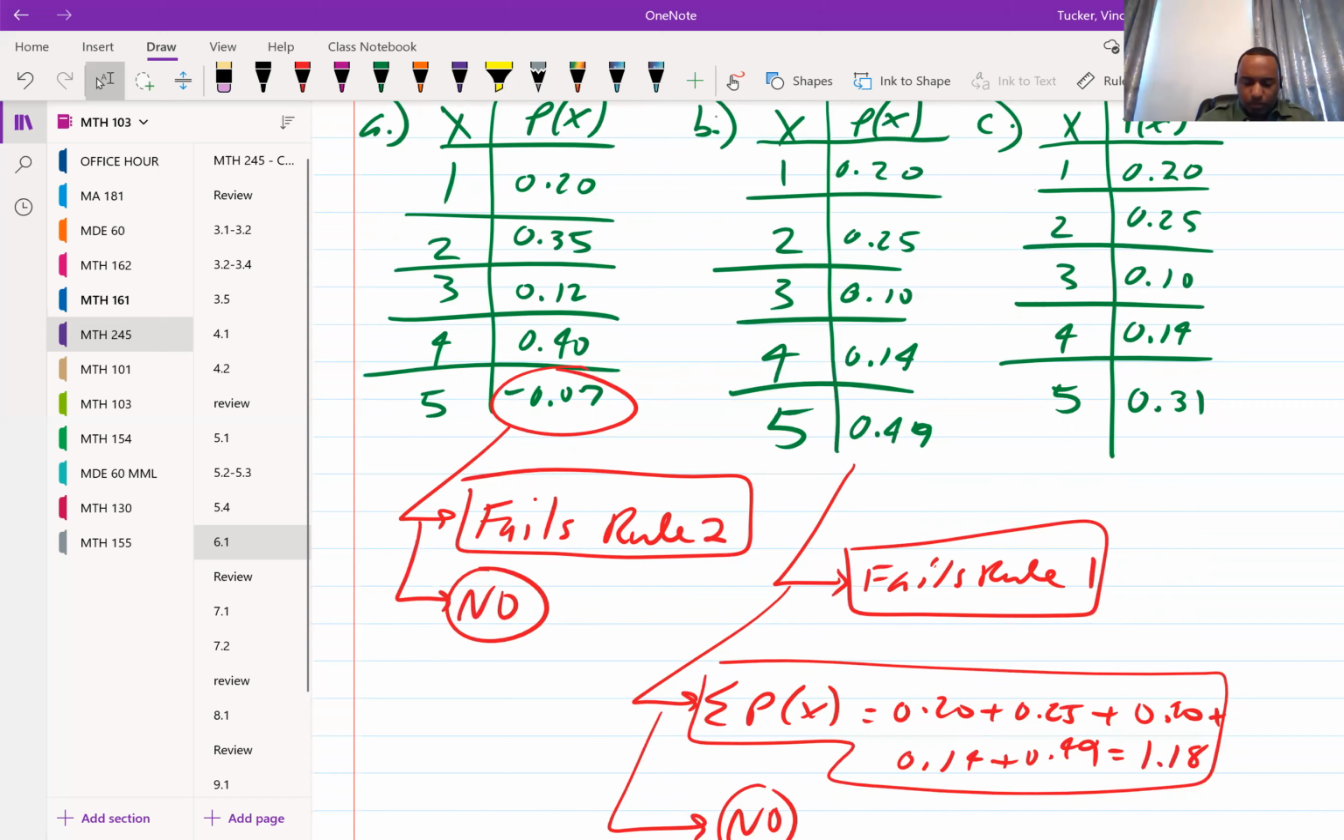All right. So then that last one, we see that all of them are between 0 and 1, and when you add them up together, the sum equals 1. So C does represent a discrete probability distribution because it satisfies both rules.